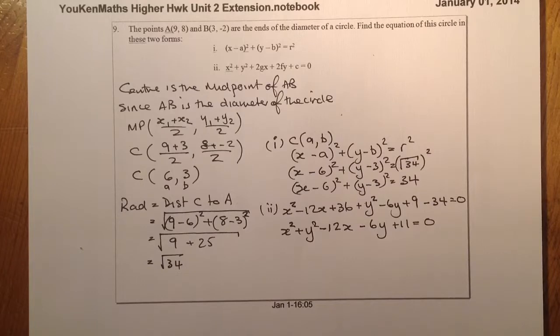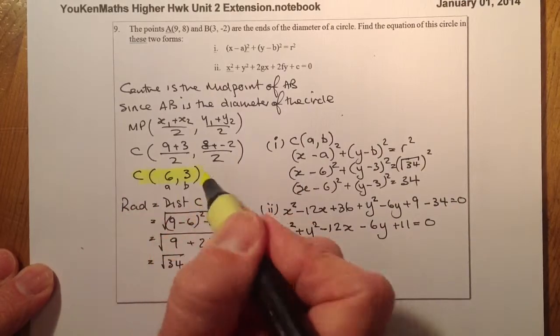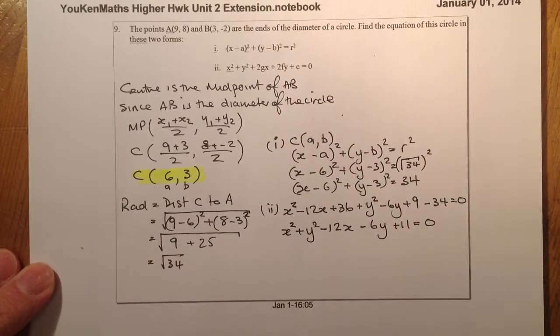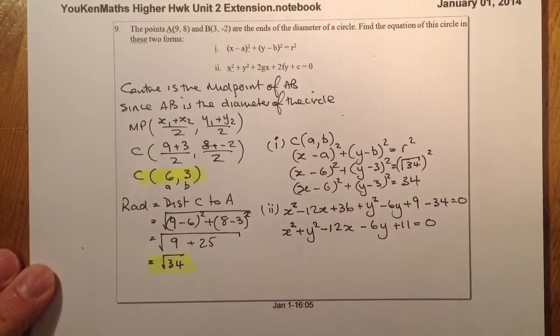Let's have a look at the marking for this question. We'll go for 1 mark for getting the centre. Remember, half of the diameter will give us where the centre is. The radius is the next mark, so root 34 for the radius.